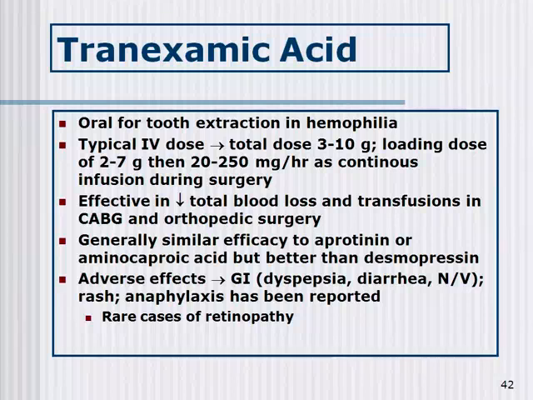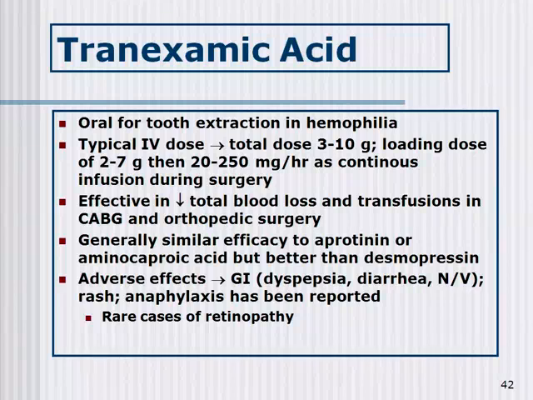It has been shown to be effective in reducing blood loss and transfusions in both CABG and orthopedic surgery patients who are at high risk for bleeding for whatever reason. We think it's generally similar in efficacy to aprotinin or aminocaproic acid, although the BART trial didn't show that. I mean, the rates of bleeding were certainly a little higher with tranexamic acid than it was aprotinin. But we haven't seen the rates of MI and mortality with tranexamic acid, but I think we need to be cognizant that that still can occur.